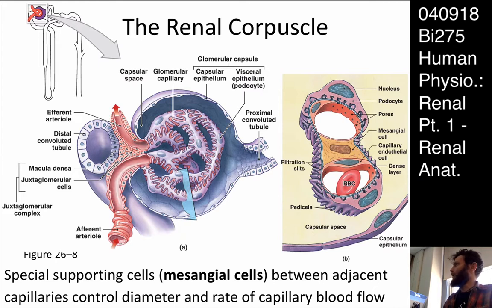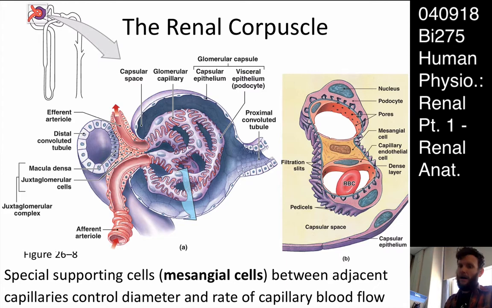Some other things to point out. Over here, you see a cross-section of some of the capillaries in the glomerulus. And between these adjacent capillaries, we have this cell called mesangial cells.